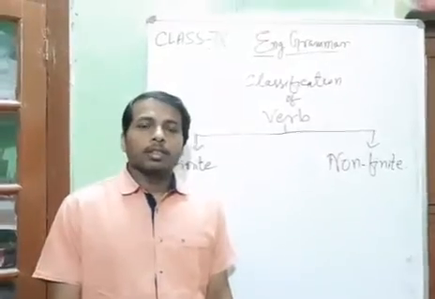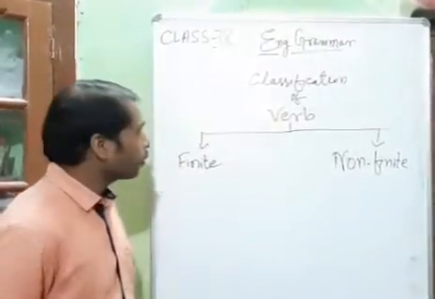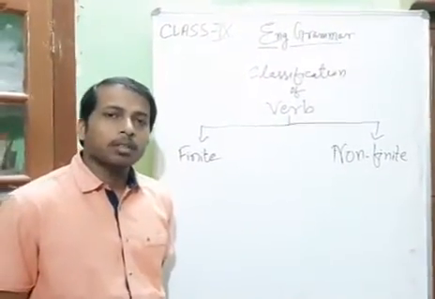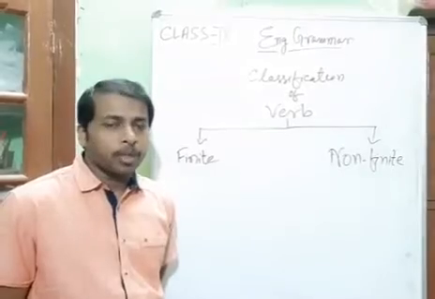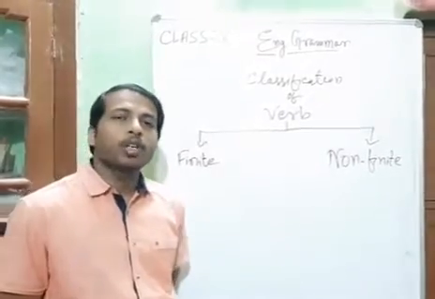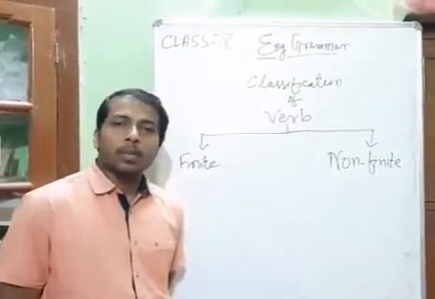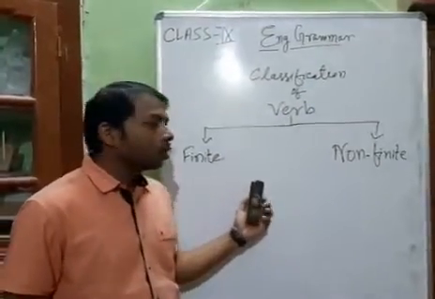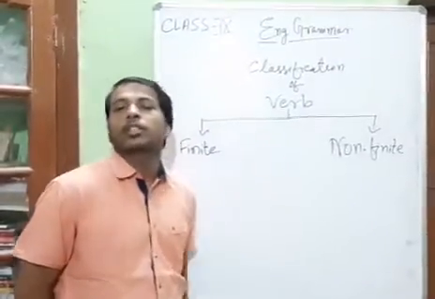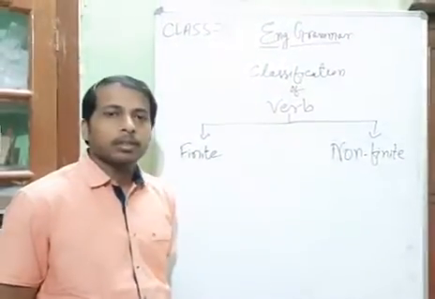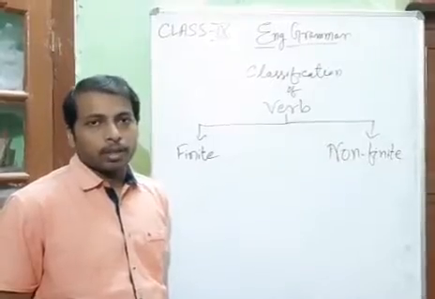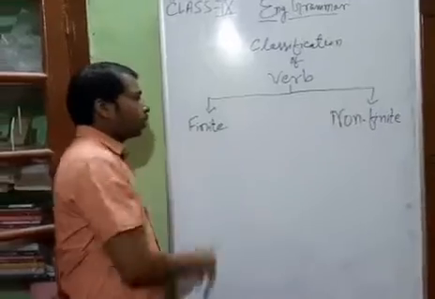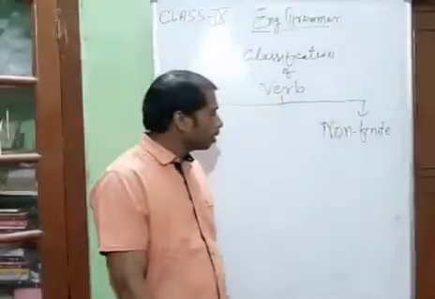Hi students, today we'll focus on the classification of verbs. In our last unit, we have learned about the two types of verb, the main verb and the auxiliaries, where we focus mainly on the auxiliaries, the primary and the modal auxiliaries. Today we'll focus mainly on the two major divisions of the main verb, that is finite and non-finite. So let's begin. What is a finite verb and what is a non-finite verb?